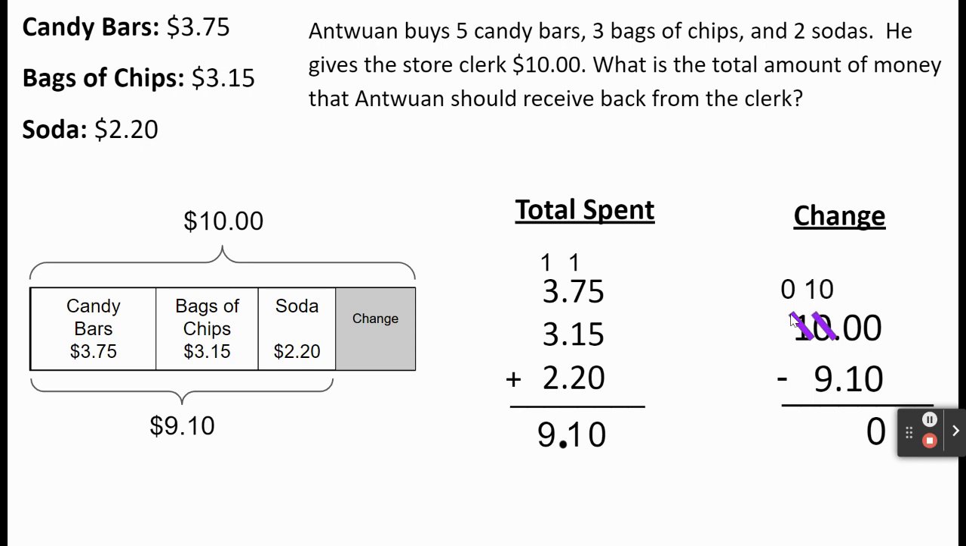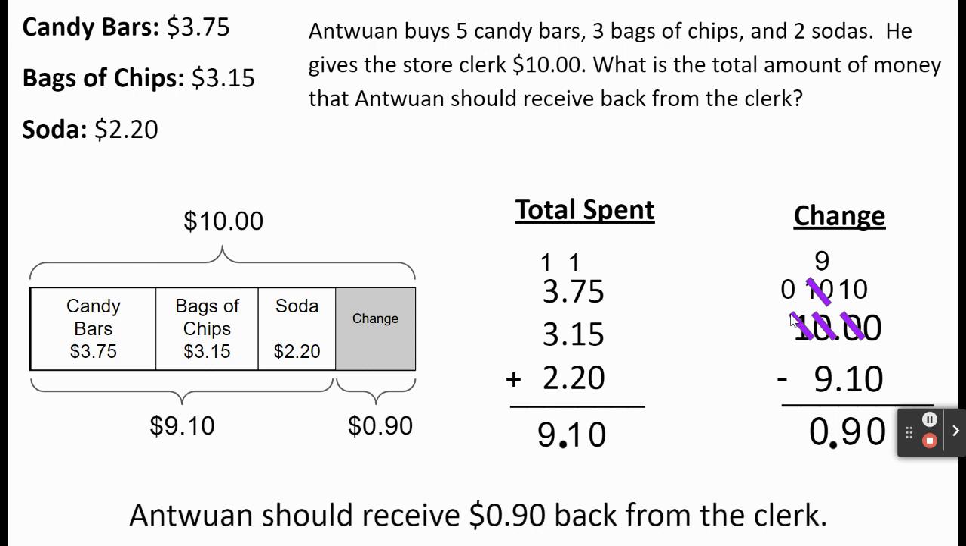Now we can regroup from the ones place. So we'll regroup one of those ones, and now we have 9 ones left over, and we're going to rewrite that as 10 tenths. Now we can subtract the tenths place. 10 tenths minus 1 tenth is 9 tenths. And in the ones place, 9 minus 9 is 0. The decimal point goes between the ones and the tenths place. So that means that Antoine will be receiving 90 cents back in change.